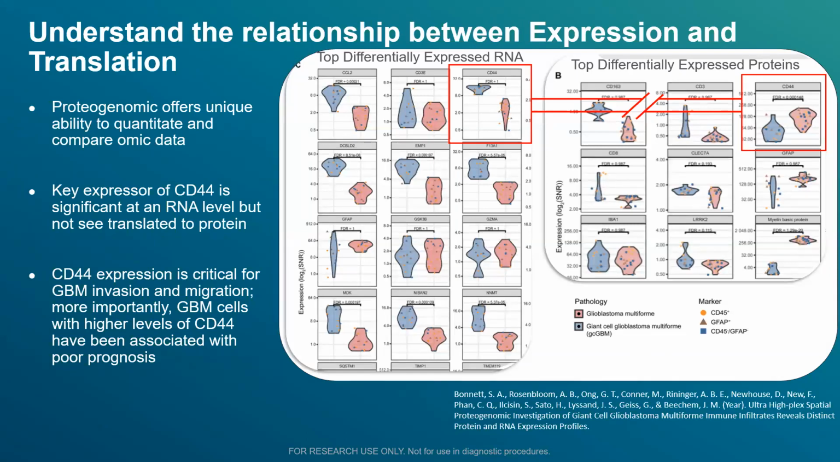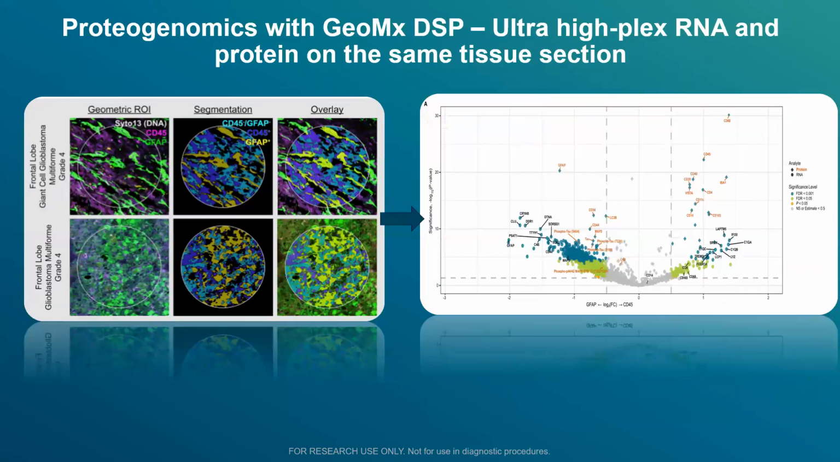Here's also a proteogenomic application specific to CD44, where we actually found that CD44 was significant at an RNA level, but not translated at the protein level. And so being able to look at these specific glioblastoma multiforme immune infiltrates at both the RNA and the protein level was shown to be very impactful in being able to look at these specific markers. So we've done a couple different studies here.